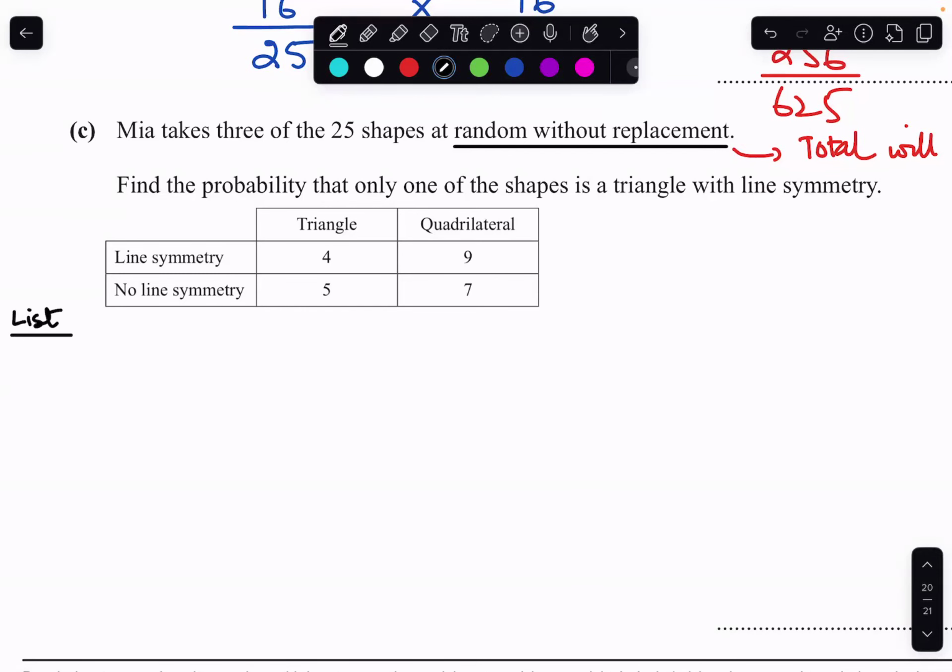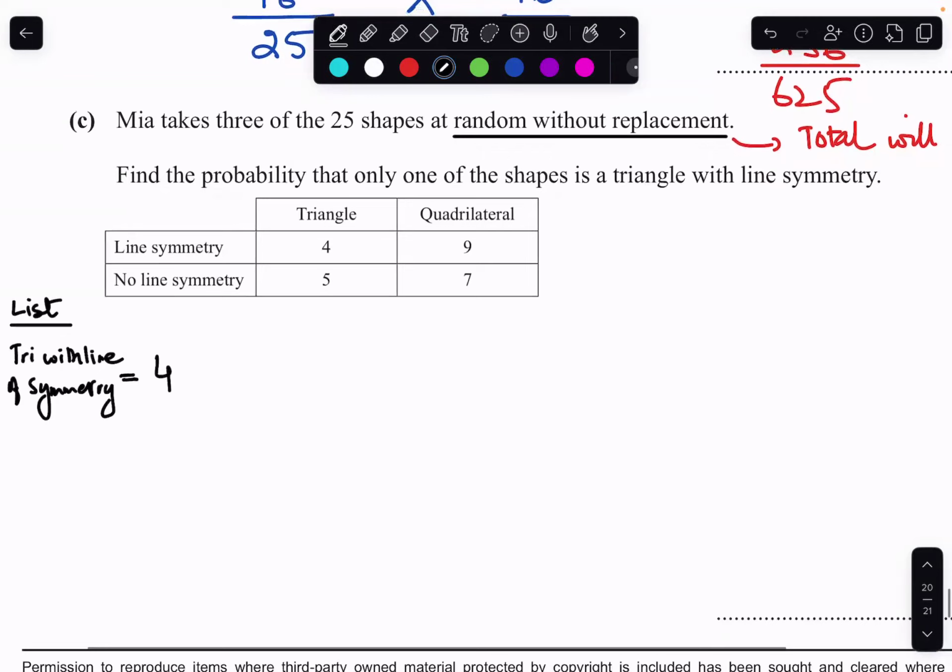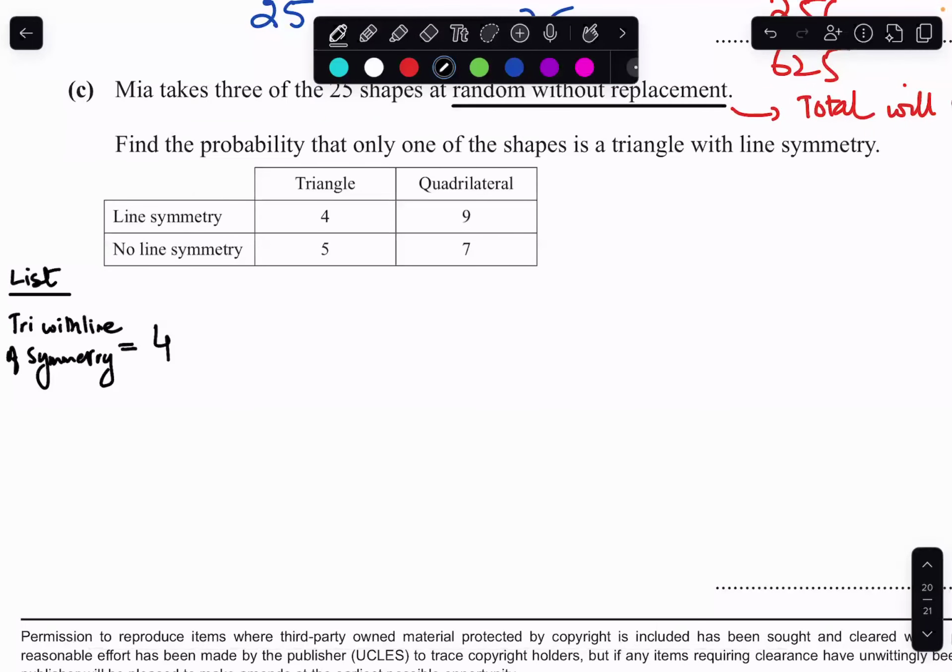A triangle with line symmetry. So triangle with symmetry is 4 how many? Over 25. Just making a list first. How many are there? 4. No, I'm just making a list, not calculating the probability yet. So 4. What about the others?